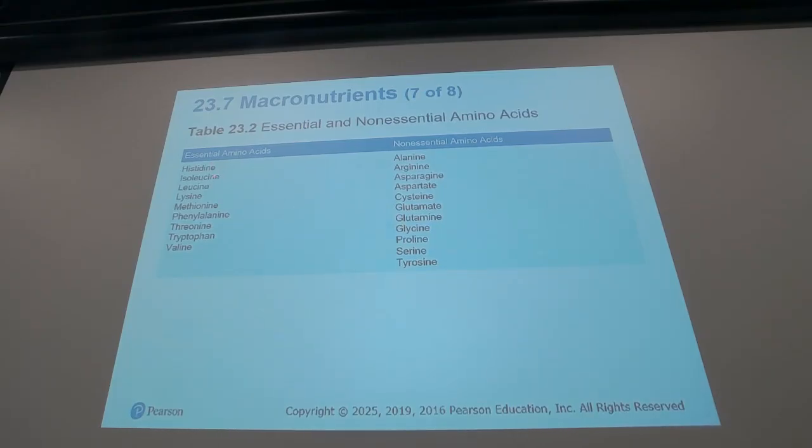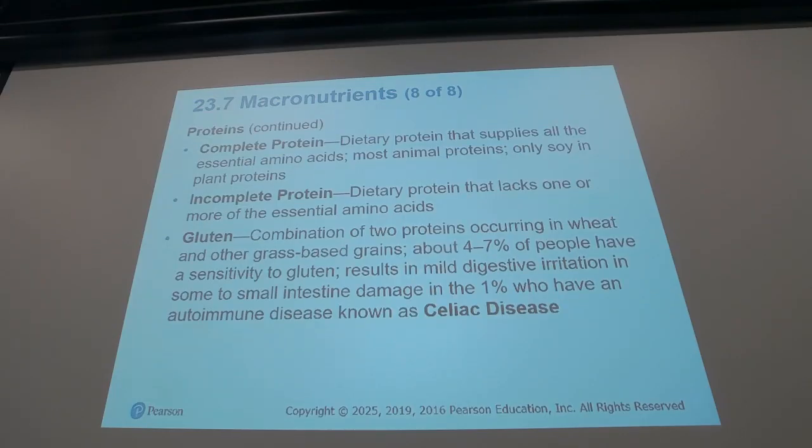So the essential are histidine, isoleucine, leucine, lysine, methionine, phenylalanine, threonine, tryptophan, and valine. So the rest, the non-essential, don't require to be ingested in our body because there are versions that can be created among them by transaminating groups.